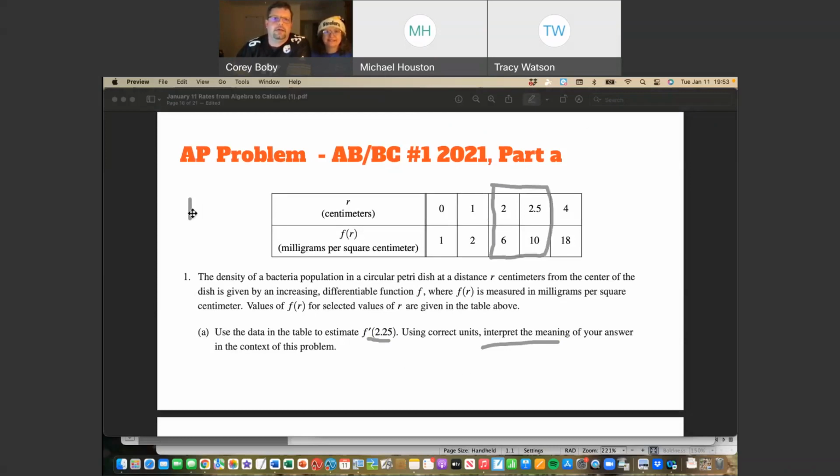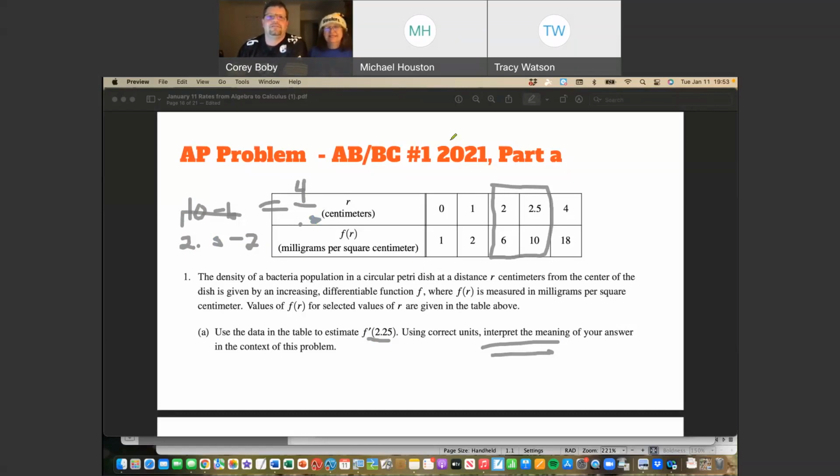They had to do 10 minus 6 over 2.5 minus 2. This is a little bit harder. They would have gotten 4 over 0.5. Now that would have gotten them 1 point. The interpretation is a little bit more involved: the units are milligrams per centimeter cubed, or milligrams per square centimeter per centimeter.